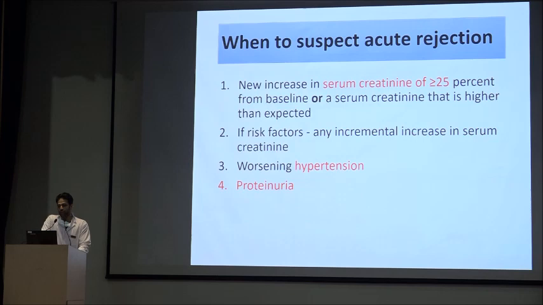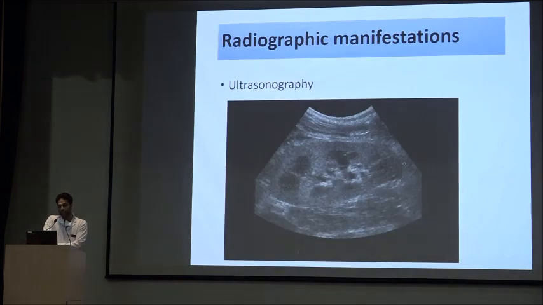So when to suspect acute rejection? Any new increase in serum creatinine from baseline, and if risk factors were present, then any incremental increase in serum creatinine, worsening hypertension or proteinuria. So what we do first is ultrasound, which is non-invasive. There will be increased graft size, loss of corticomedullary junctions, prominent hypoechoic pyramids, decreased echogenicity of renal sinus, increased RI values of vessels. Though these are non-specific, they still indicate towards rejection.